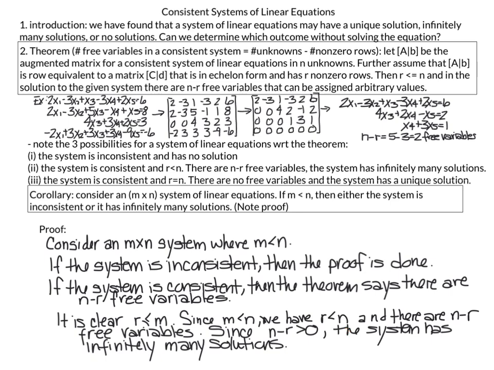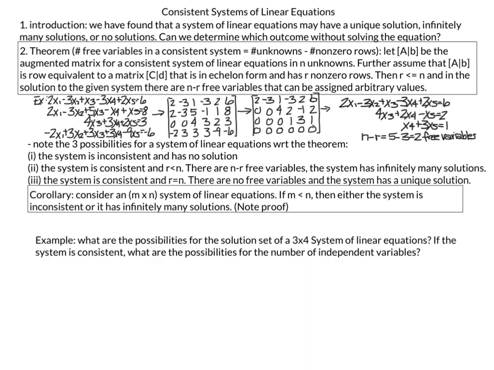So that means the system has infinitely many solutions since it has free variables, and the proof is done. So we will continue with some examples of this corollary, such as, what are the possibilities for the solution set of a 3x4 system of linear equations? If the system is consistent, what are the possibilities for the number of independent variables?